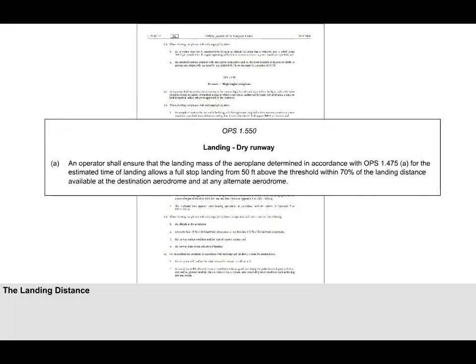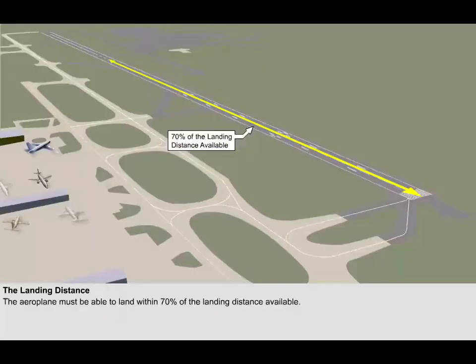In fact, these requirements are identical to Class B single-engine aeroplanes. EU OPS 1 states that an operator must ensure that the landing mass of the aeroplane, for the estimated time of arrival, allows a full stop landing from 50 feet above the threshold within 70% of the landing distance available at the destination aerodrome and at any alternate aerodrome. This means that the aeroplane must be able to land within 70% of the landing distance available.